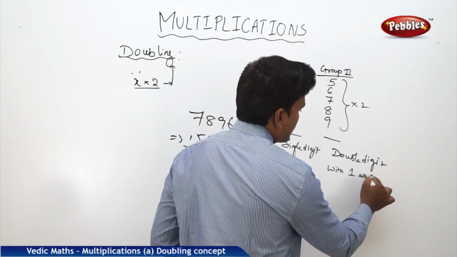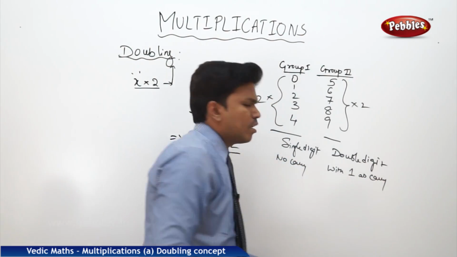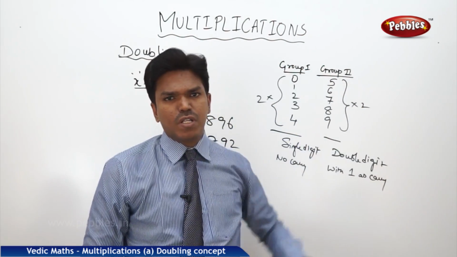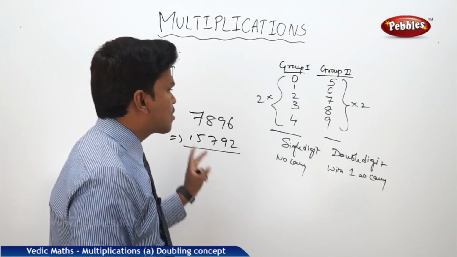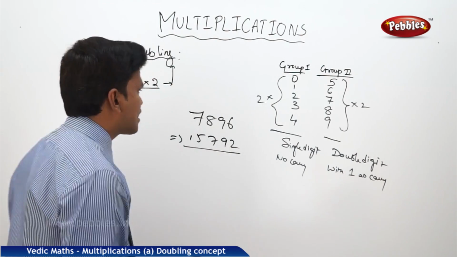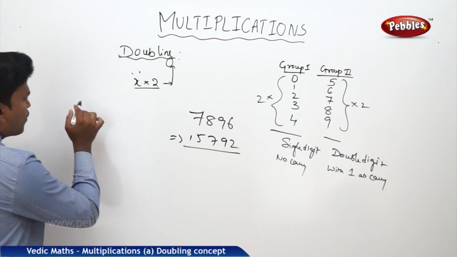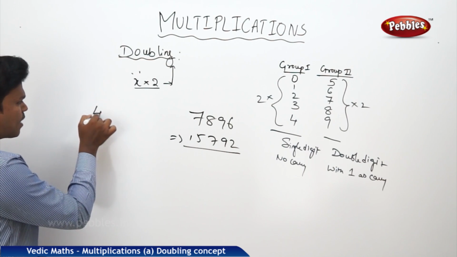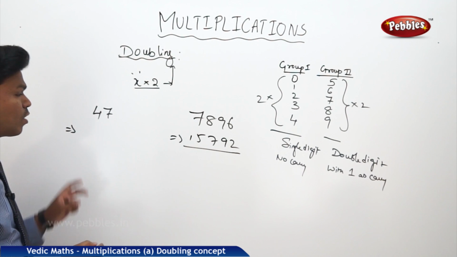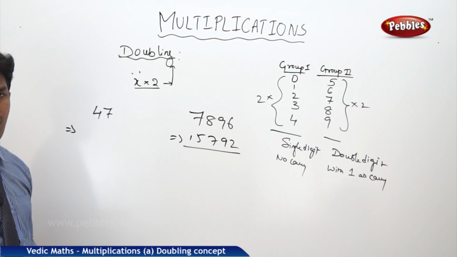With 1 as carry. Yes or no? So this is group 1 and this is group 2. Now how can we apply these group 1 and group 2 numbers in our doubling concept? Let us take an example. Suppose I take 47. I want to make the double of 47. Now start from left to right.